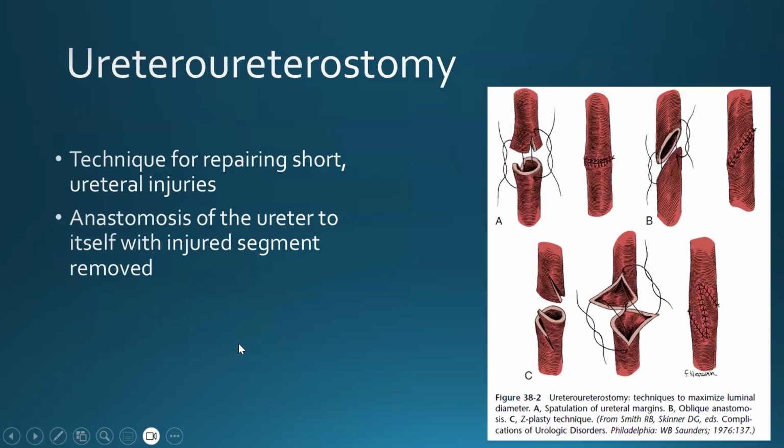So the first way that we can think about repairing a ureter is just by doing a ureteroureterostomy. This is a repair that's done for a short ureteral injury, and it's an anastomosis of the ureter to itself with proper debridement of any injured aspect of the ureter. These are done for short injuries. There's a variety of techniques that can be utilized to perform the anastomosis, and that's what's being depicted here: spatulation, and then essentially just performing an anastomosis and trying to do so in a way that maximizes the ureteral lumen and prevents stricture.